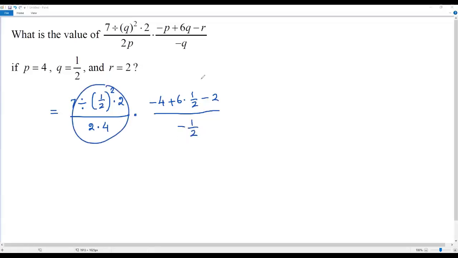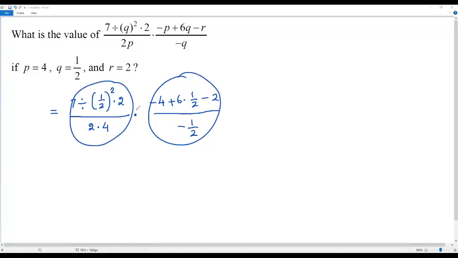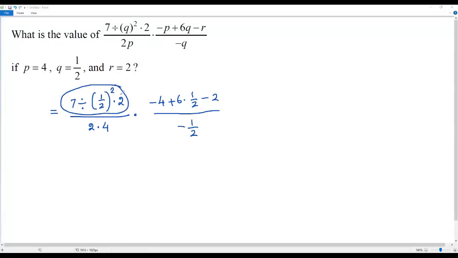Okay, so this one and this one are two separate fractions. So we can evaluate this one and this one separately, and finally we can multiply them because there is a multiplication sign between them. Here, when I go to the first fraction, just consider the numerator. We have a numerical expression in the numerator, completely separate from the denominator. So first we have to evaluate this expression in the numerator, that is 7 divided by 1 half the whole square, times 2. Here we have multiple operations, that is division, exponent, multiplication.